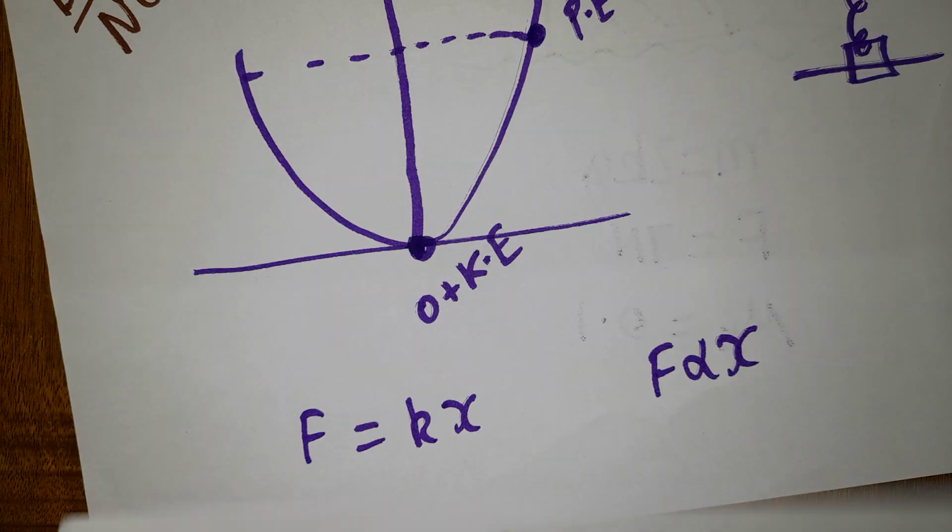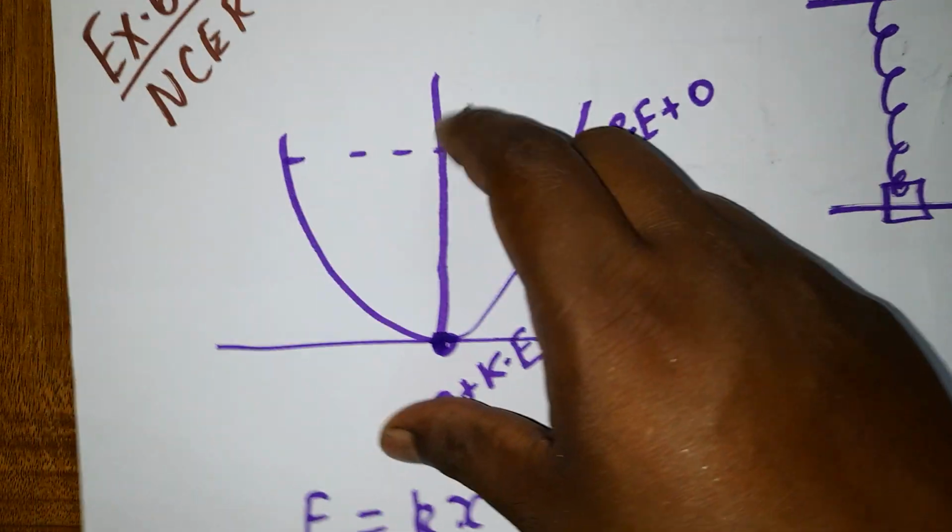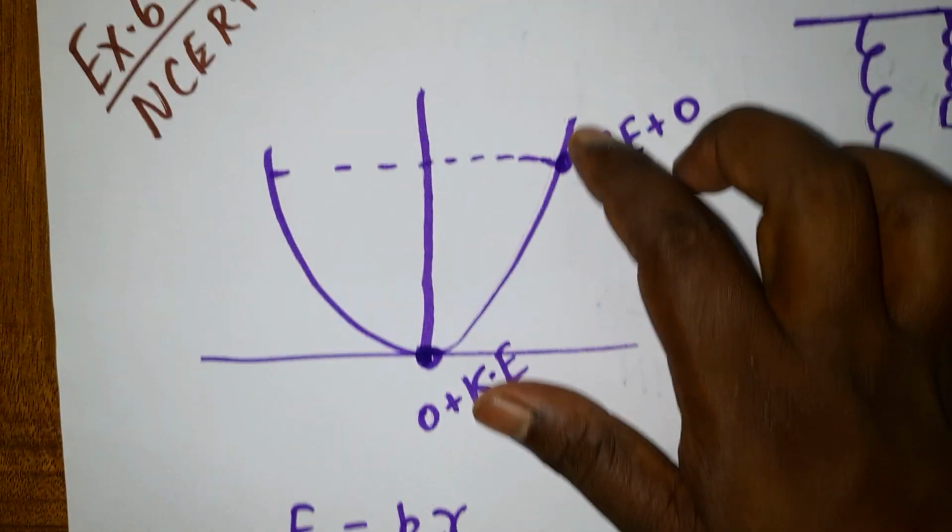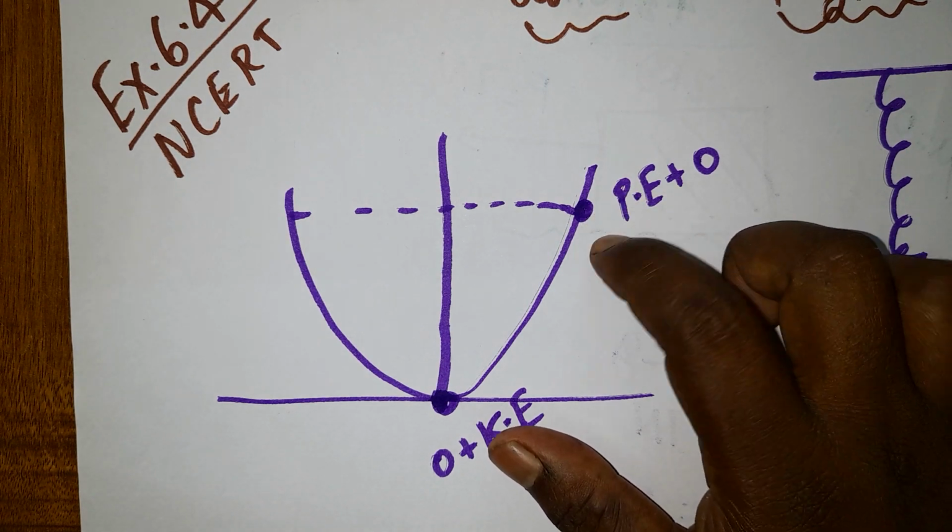When the spring is vibrating, this graph is for conservation of energy. Total energy is going to be conserved. When the spring is vibrating, this kind of graph they are getting. There are 2 points I just marked. Here, at the maximum point, the kinetic energy is 0.